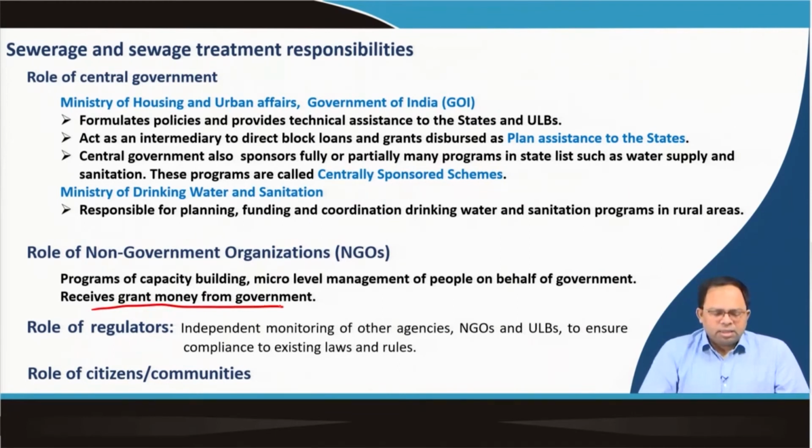Then there are regulators, the monitoring agencies, which could be NGOs or ULBs, to ensure compliance with existing laws and rules, and sometimes even the service level benchmarks as well. And finally, we have citizens and communities, who have another role of monitoring and complaining, making sure that problems are identified, and through grievance filing they can say which are the areas that need to be improved.